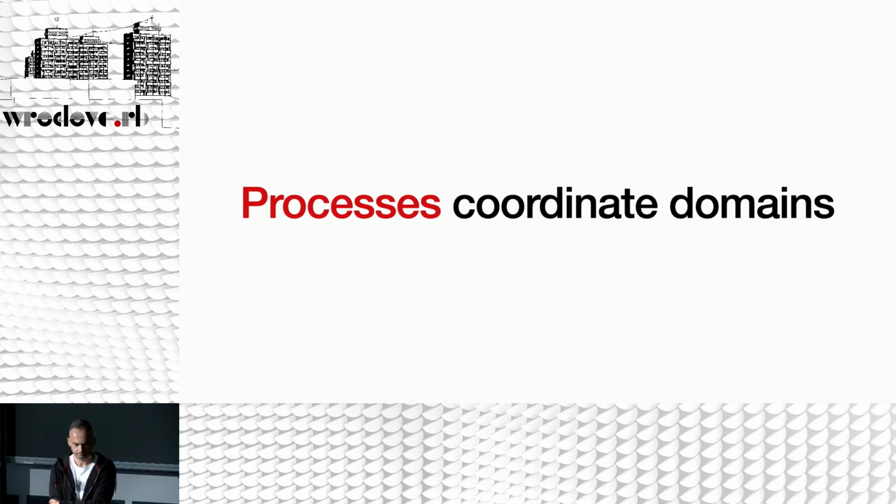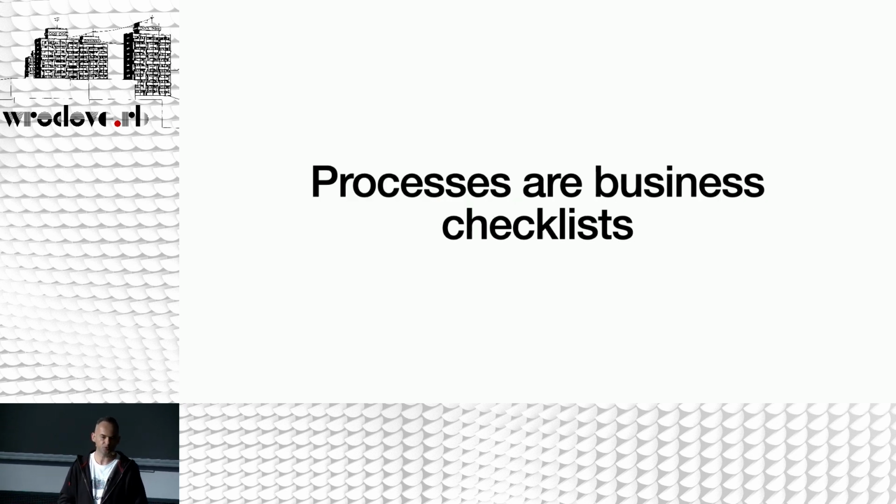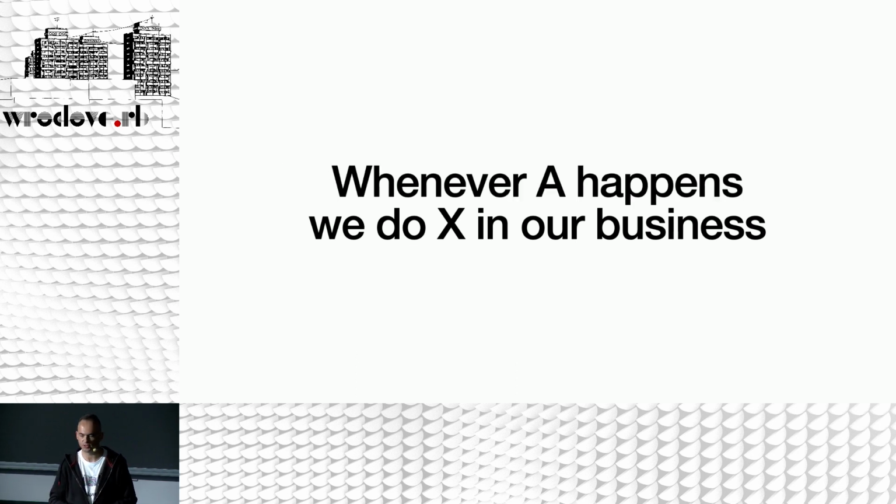Processes coordinate domains, and processes map events onto commands. So at the abstract level, they are business processes. But at the technical level, they react to certain events, and they do something as a result. If you look at how business people communicate stuff to you, very often it's about checklists. So whenever A and B and C happens, we do X in our business. Very often it's very simple processes, like whenever A happens, we just do X in our business. So that's a very simple thing.